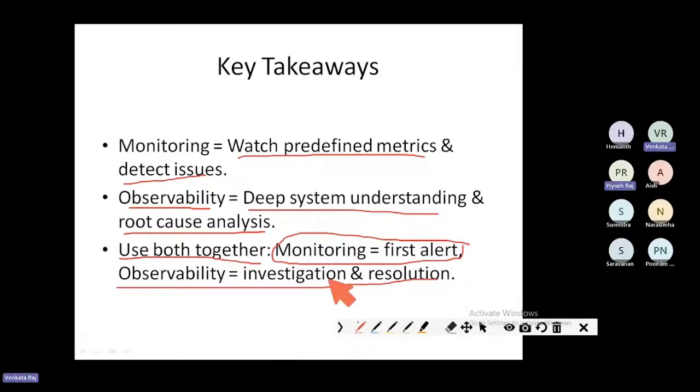Sorry to interrupt, Indra. Yeah, when you mention deep system understanding, what does that mean? System understanding? Yeah, very good question.